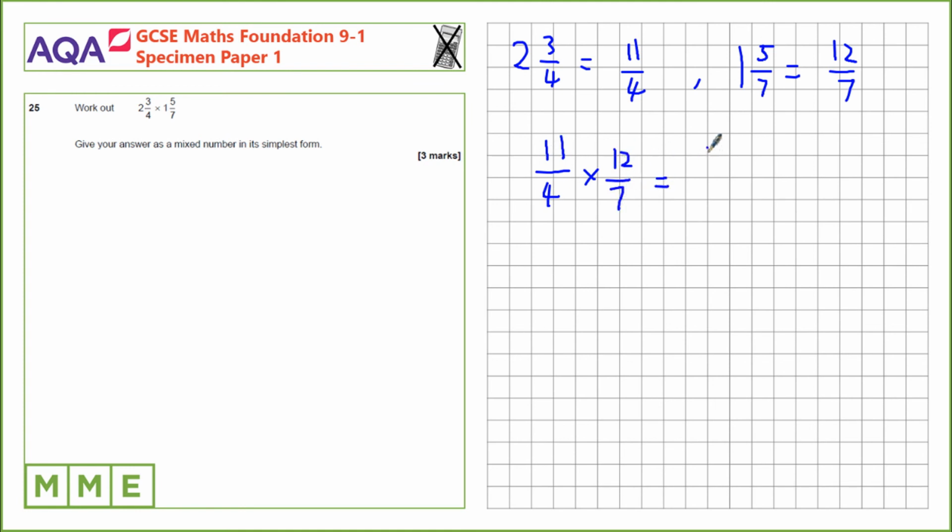11 times 12 is 132, and 4 times 7 is 28. Now let's simplify the fraction before going further. Both of these can be divided by 4, to get 33 over 7. Let's convert this back into a mixed number. So 33 divided by 7 is 4, with a remainder of 5. So we have 4 and 5/7.